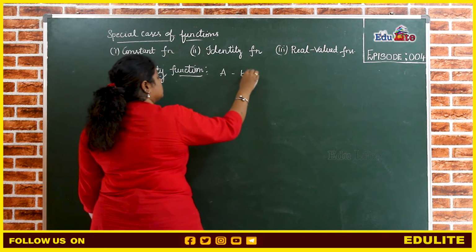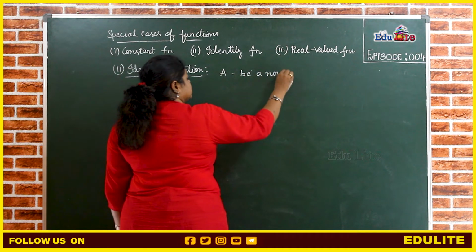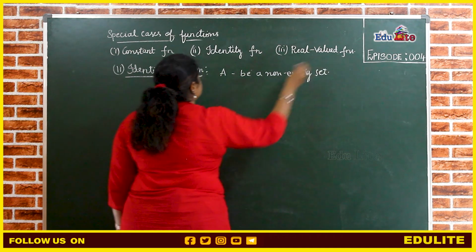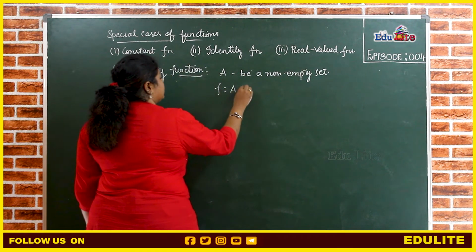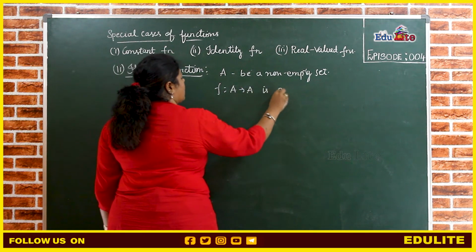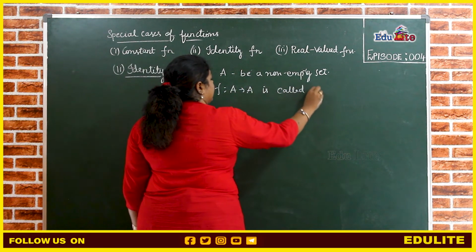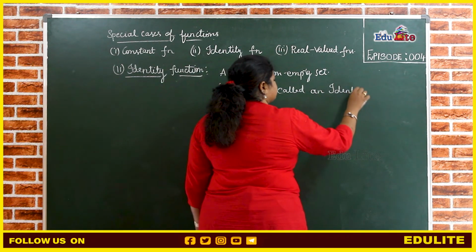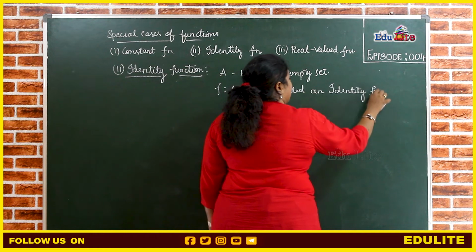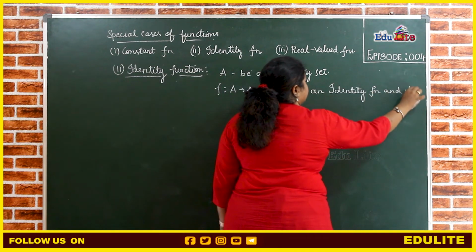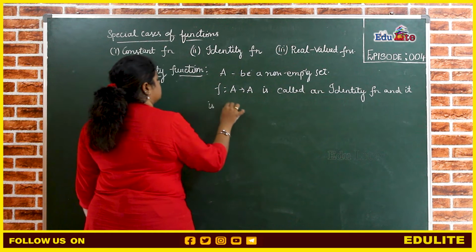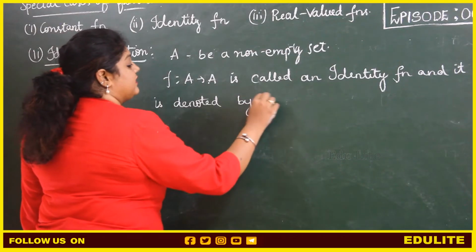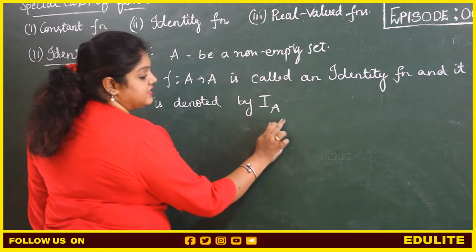Let A be a non-empty set. A function f, a mapping from A to A, is called an identity function, and it is denoted by I_A, whereas the identity function is always represented as I_A.